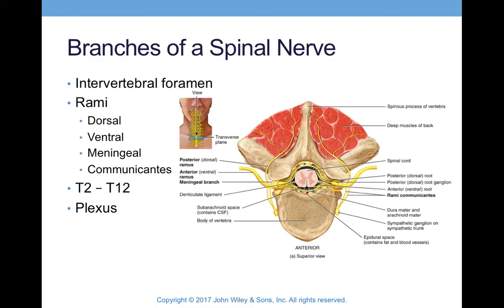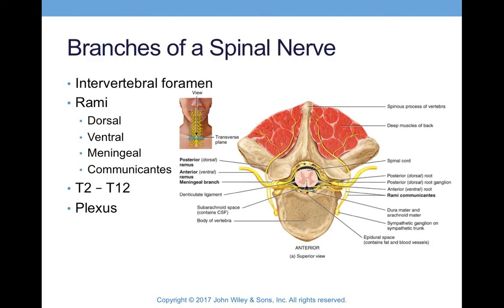Shortly after the spinal nerve passes through its intervertebral foramen, a spinal nerve will divide into several branches. These branches are known as rami. Branches of a spinal nerve include the dorsal ramus, ventral ramus, meningeal branch, and rami communicans.